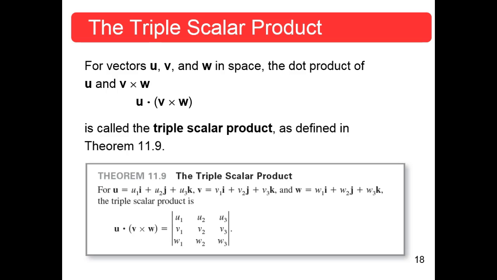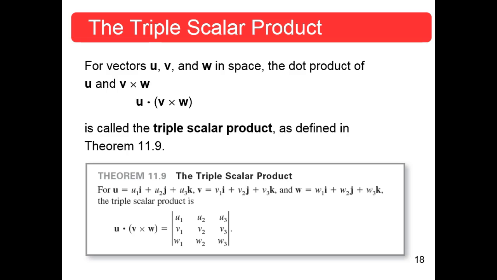So here we got three vectors, u, v, and w in space. The dot product of u and v cross w, that's going to be a scalar product. In other words, a scalar number, an answer. Because v cross w is going to be a vector, and then you dot that with another vector, you're going to get a scalar. It's called the triple scalar product and is defined in this theorem right here.